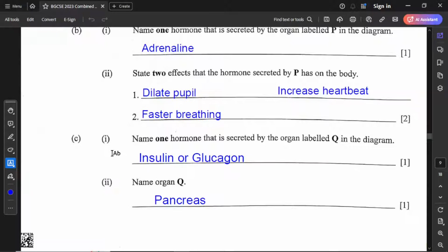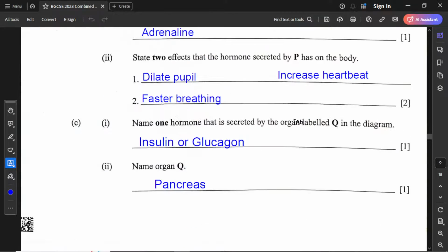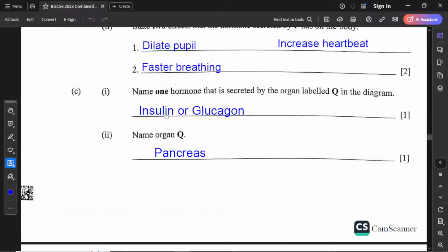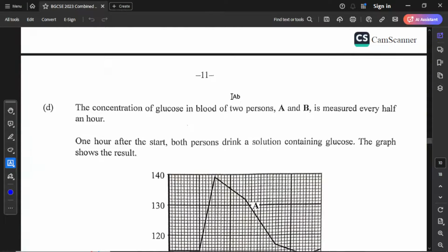All right, for part C and C1, name one hormone that is secreted by organ labeled Q in the diagram. And organ Q, just to go back to that, is the pancreas. And the pancreas produces typically two hormones, insulin and glucagon. It said name organ Q, that is the pancreas. And just to make mention here that insulin will decrease the amount of glucose in the blood by converting glucose into glycogen. And glucagon now will do the opposite by converting stored glycogen back into glucose whenever the body is short of glucose, or needs a quick supply of glucose for energy production.